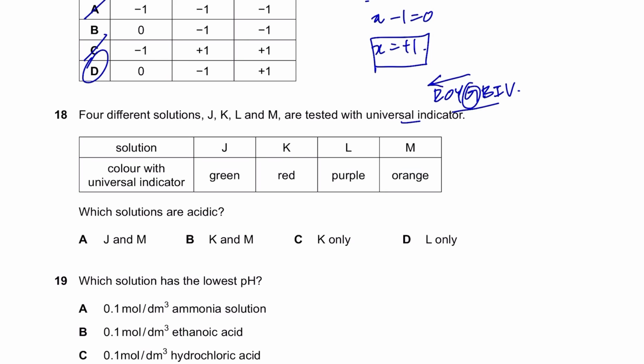Before green, they are all acidic. After green, blue, indigo, violet indicates basic in nature, right? Which solutions are acidic? If it's red, orange, yellow, it's going to be acidic. So K is red and M is orange. Purple is basic towards the indigo bit, green is neutral. So red and orange, K and M, that's the right option.